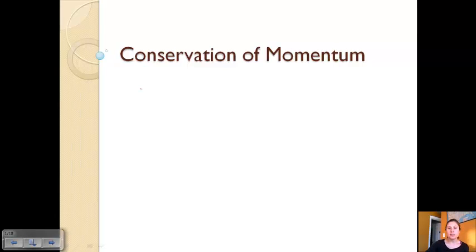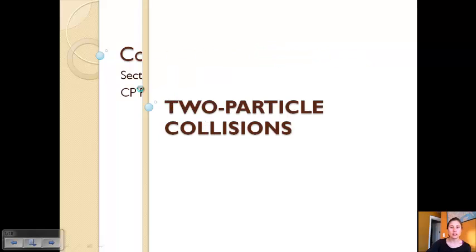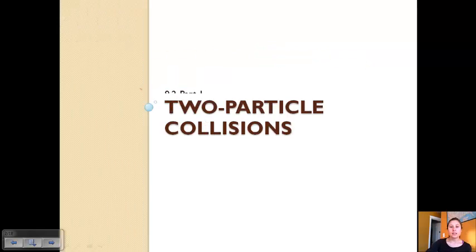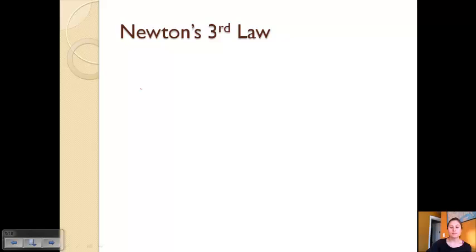All right, hello again. We're going to continue with Chapter 9, moving on to Section 2. We're going to break Section 2 up into two different parts. Today we'll talk about conservation of momentum when we have one-dimensional collisions, and then the next part will be two-dimensional collisions. So let's look at some two-particle collisions.